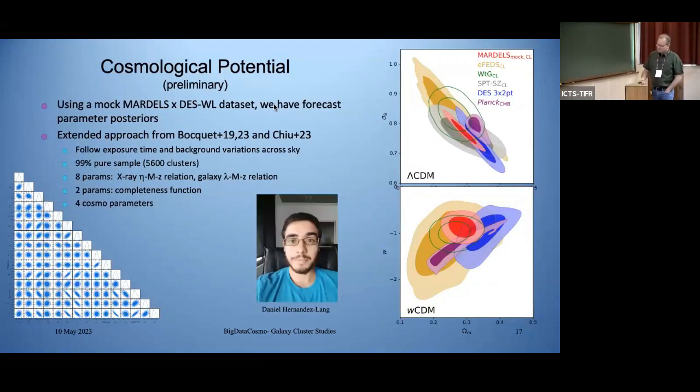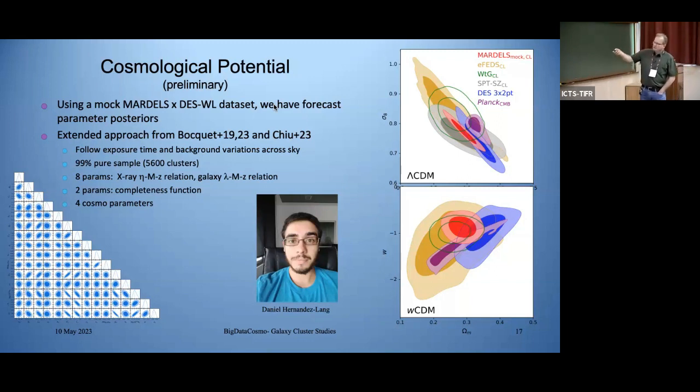We looked at the cosmological potential. In particular, Daniel Hernandez-Lang has looked at that using MOX. And we basically used the codes I've talked about from Bocquet and Cho, but now extended to follow the varying exposure time and background over the sky. It's a complication for an all-sky survey like this. We used a 99% pure sample, so we didn't have to worry about contamination. We have an X-ray scaling relation, we have a richness galaxy scaling relation. We have a completeness function, we have 4 cosmological parameters, and the little red constraints here are forecasts.